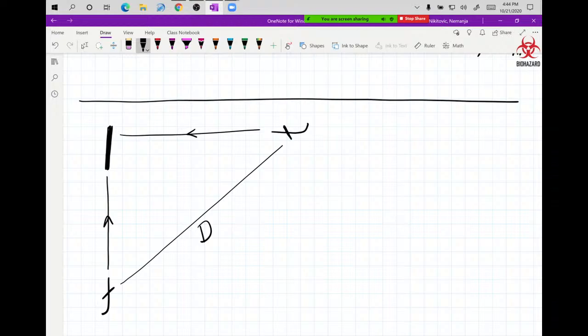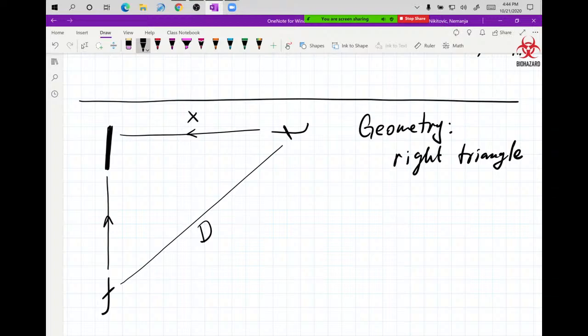Triangle. Correct. What kind of a triangle? A right triangle. Good. Geometry is right triangle. And now the question is, for that right triangle, what are the formulas that you know about the right triangle? If this is the x distance going in, this is the y distance going in, what would be the formulas? Let's list all of the formulas you know for right triangles.